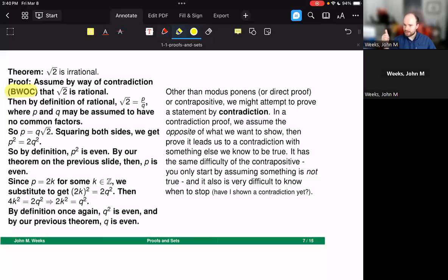So other than direct proof, which is the proof of modus ponens, saying A implies B, or contrapositive, we might attempt to prove a statement by contradiction. What we're trying to do is assume the opposite of what we want to show, and then show that there is something absurd that ends up as a result of that. Now, this is usually a trickier style of proof.